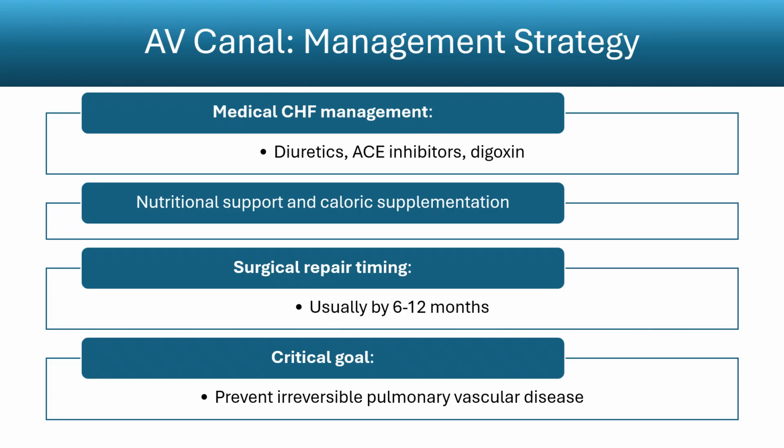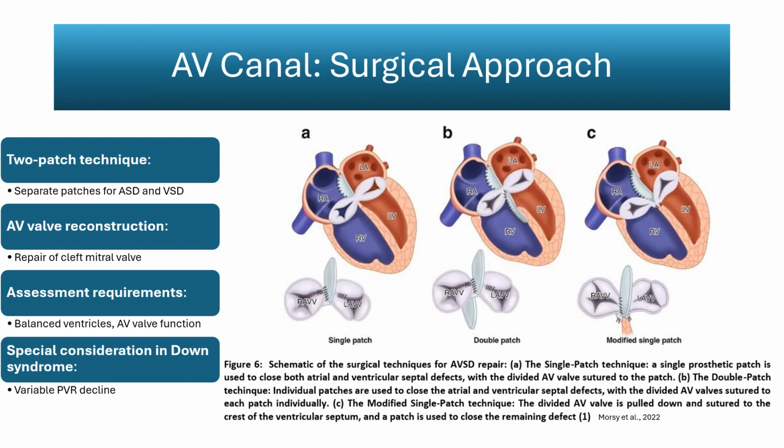The guiding principle is prevention of irreversible pulmonary vascular disease. Delaying surgery beyond the first year risks loss of operability due to rising pulmonary vascular resistance, which permanently alters outcomes. With timely repair, long-term prognosis is excellent, though valve regurgitation remains a potential residual issue.